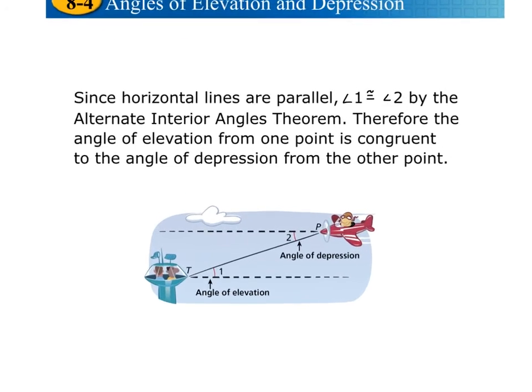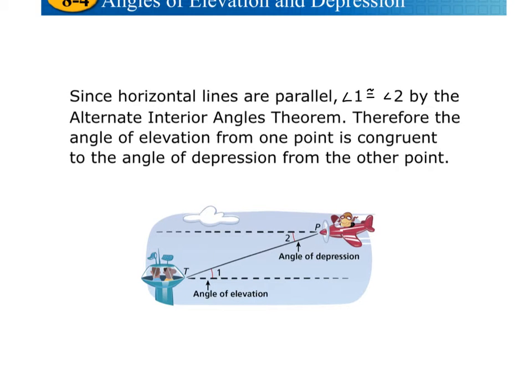Okay, since horizontal lines are parallel, angle 1 and angle 2 are congruent by the alternate interior angles theorem. Therefore, the angle of elevation from one point is congruent to the angle of depression from another point. So here we have angle 1 and angle 2 are congruent.